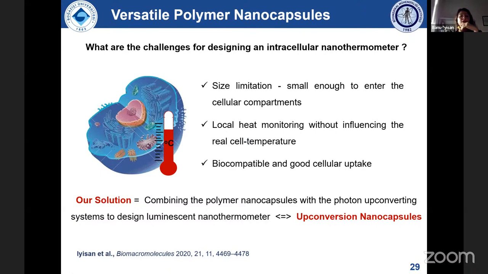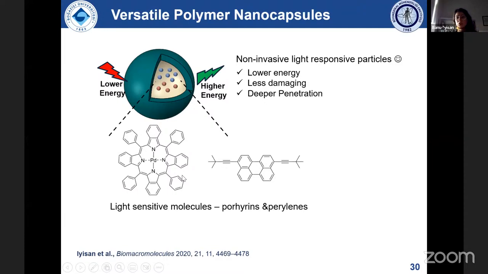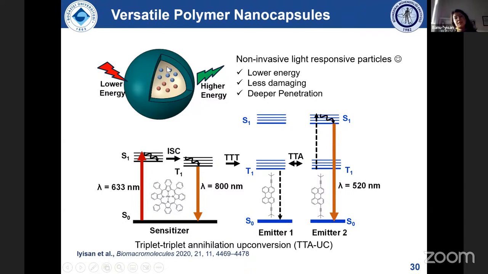And our solution to develop a temperature sensor in a cell environment is to combine the polymer nanocapsules with the photon upconverting system to design a luminescent nanothermometer. So this would bring me to the upconversion nanocapsules, which are made of this kind of structure. The idea is we encapsulate some light-sensitive molecules which could perform this photon upconversion process. When you shine it with red light, you can obtain light which is higher energy, the delayed fluorescence. And this delayed fluorescence is temperature dependent.